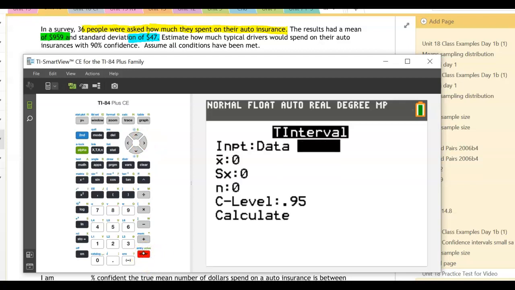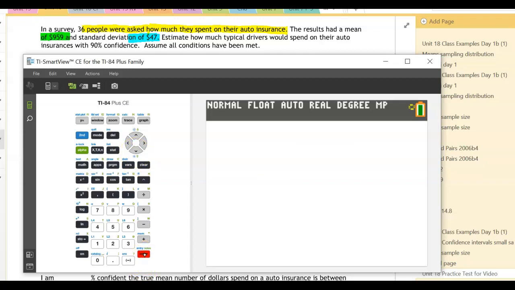And looking at this problem, we can see that the average was 959. The standard deviation, which is in blue, is 47. N represents the sample size, so in this case, in yellow, there are 36 people. And the confidence level in the problem is 0.90 or 0.9. We're going to move down to Calculate and press Enter.